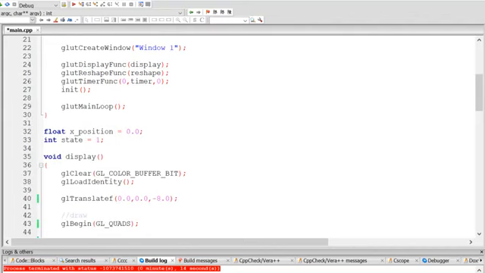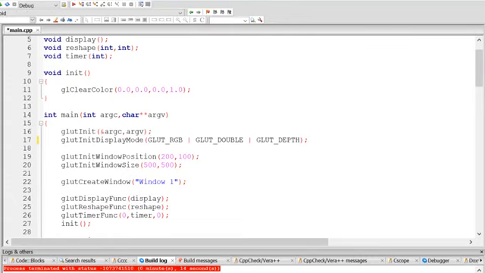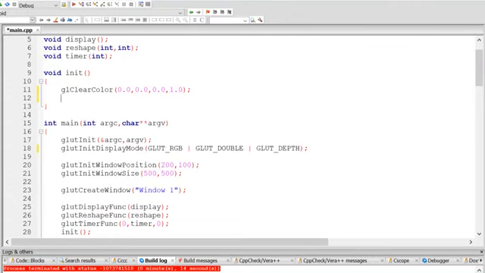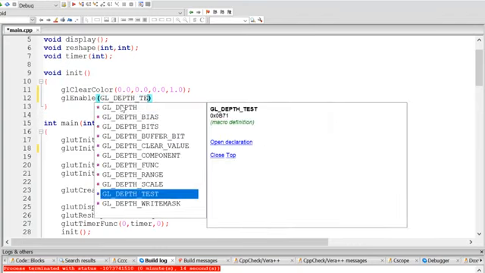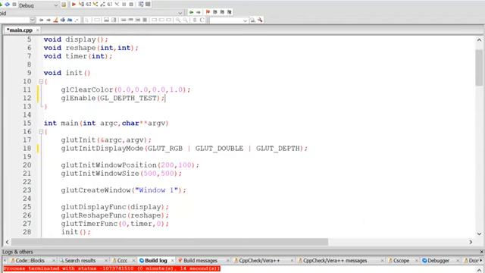Next thing we need to change is one more thing we need to enable. So we need to enable the depth testing using the glEnable call. This function glEnable will enable certain things. The thing to enable will be specified as the argument. So we need to enable GL_DEPTH_TEST. So this means that we have now enabled the depth testing.